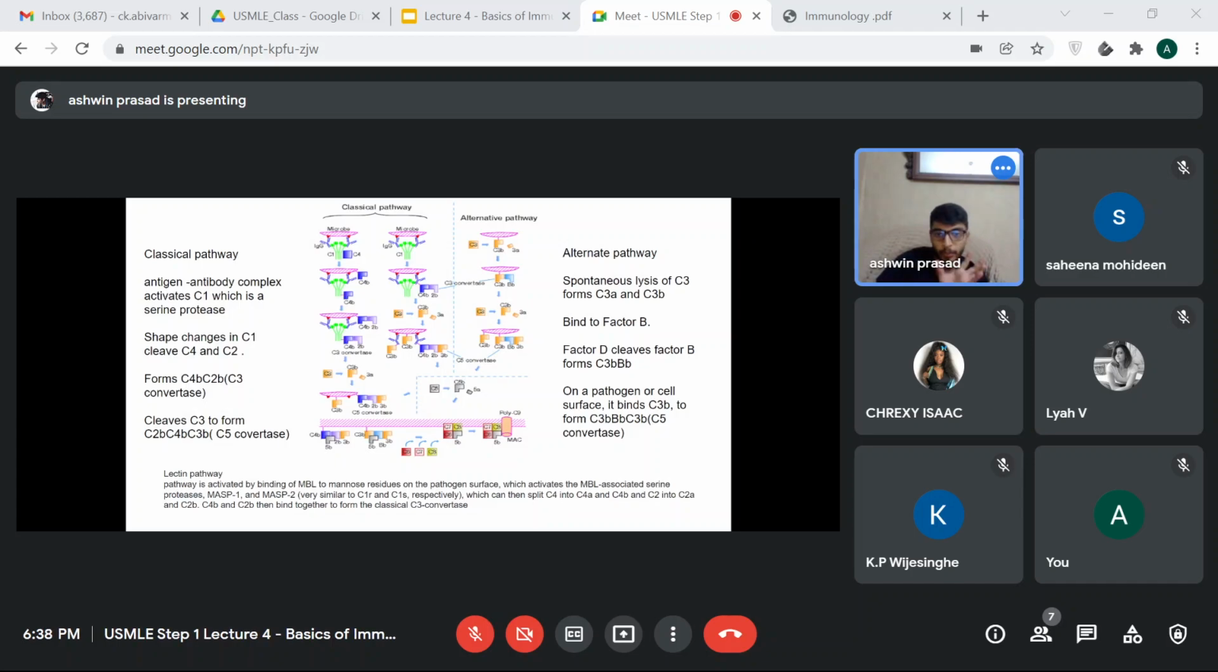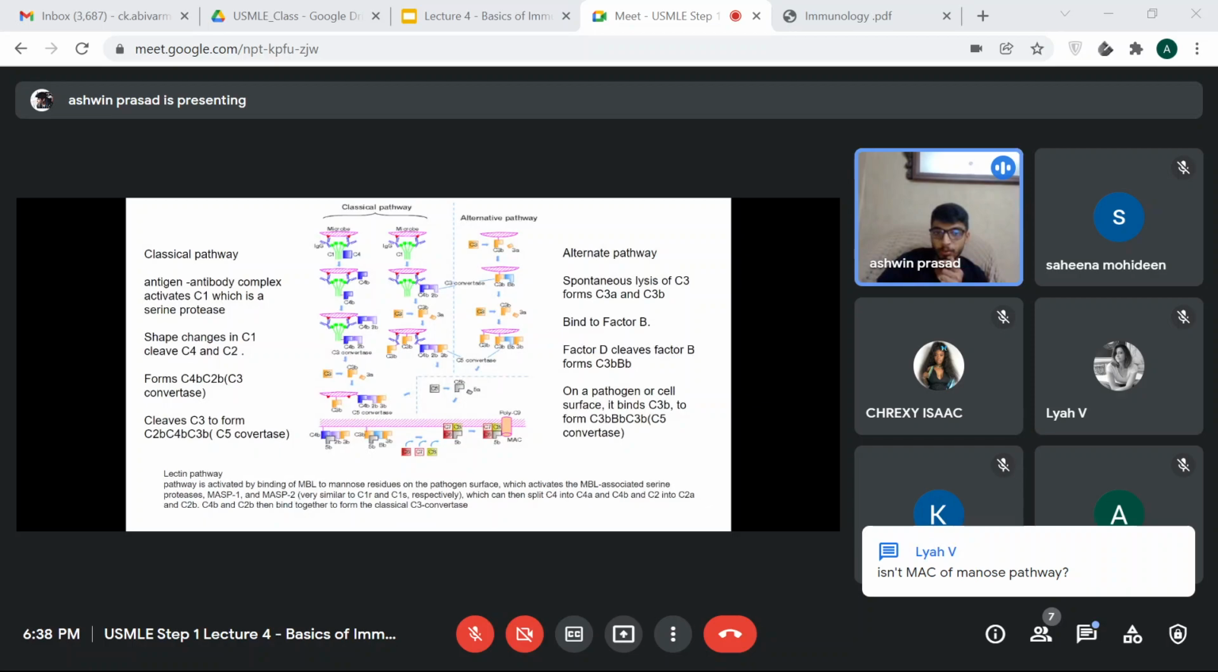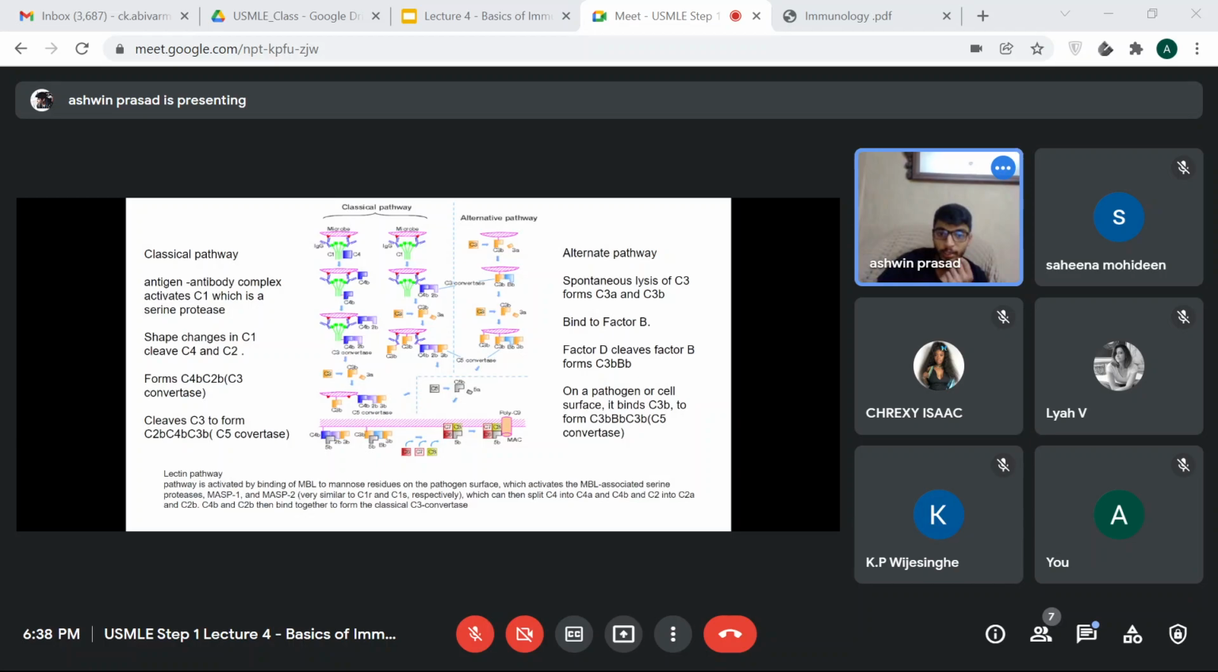So the basic function of the complement pathway is to form the MAC, and one way to do it is the classic pathway. The other way to do it is alternate. As we discussed, the trigger for the alternate pathway is spontaneous lysis of C3 to become C3A and C3B. In the classic pathway, we needed C4 and C2 to be activated in order for them to cleave C3. But in this pathway, C3 is cleaved by itself, and we are continuously producing C3A and C3B.